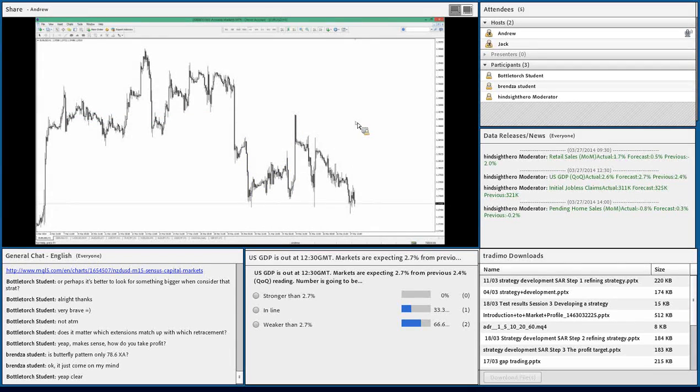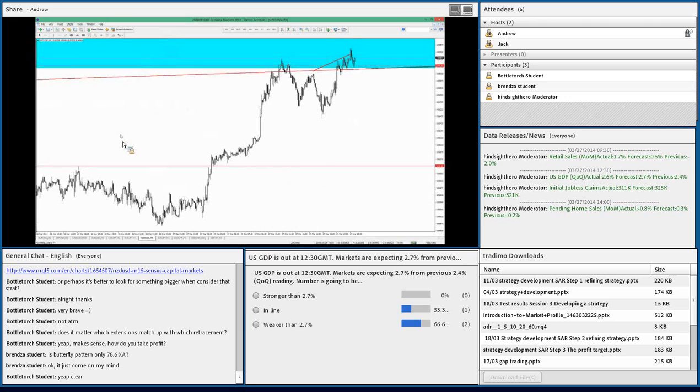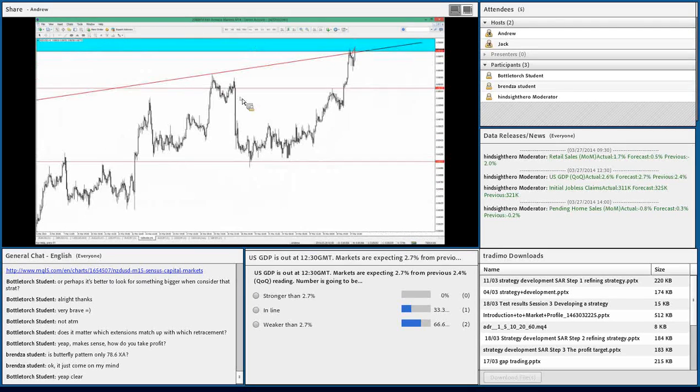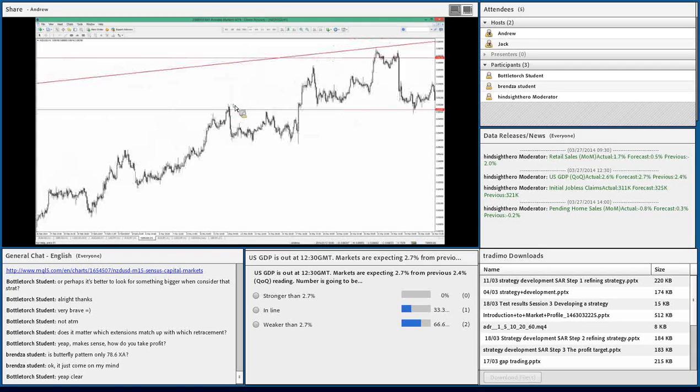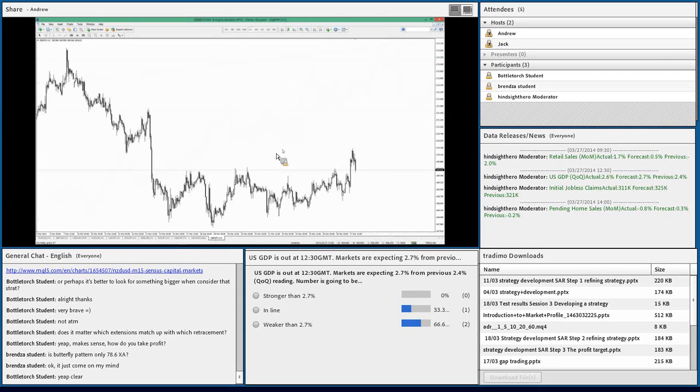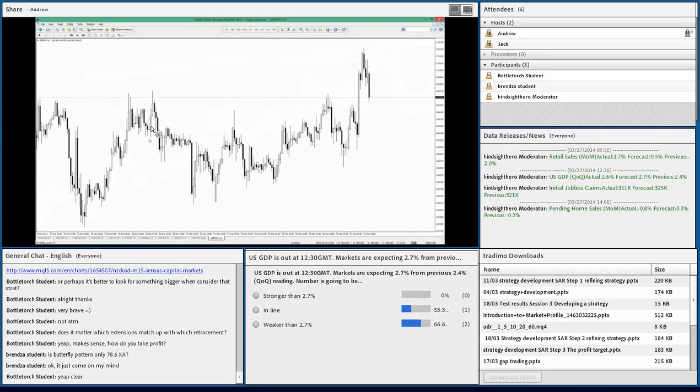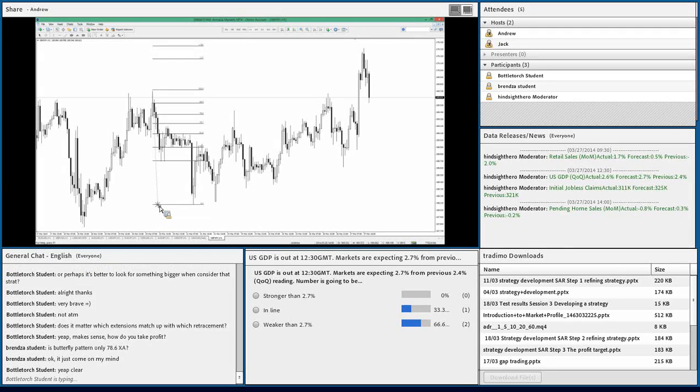Right. Hopefully that's all cool. We can just see if there was anything else of note. I think the pound dollar also had one. Maybe not. I can't remember exactly.